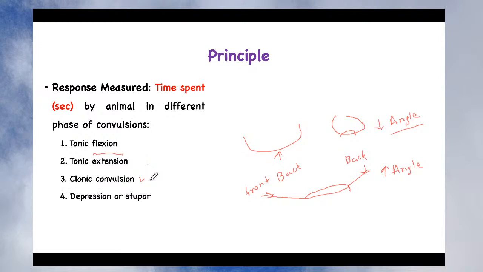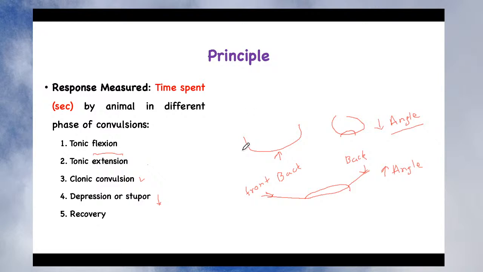And the fourth phase is called the depression or the stupor. It is the intermediate phase between clonic convulsion and the recovery. Before recovery, the animal remains in a depressed phase, meaning its eyes are open and you feel that the animal has recovered, but it still does not start walking. The time for which the animal remains in this phase, where it is not completely recovered, is called the depression phase, or the stupor phase.